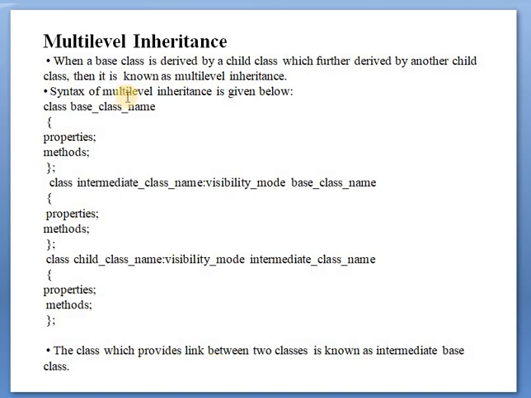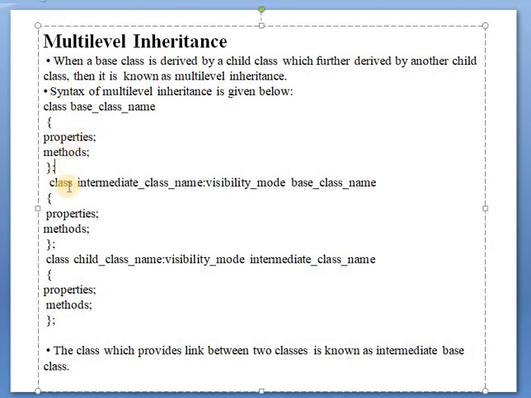Now see here the syntax of multi-level inheritance. Class base class. In that we can write the properties and methods, that is the data members and member functions of the base class. After that, look here, class intermediate class name. Okay, it is also a derived class name, visibility mode and base class name. Again we can write the properties and methods of this class.